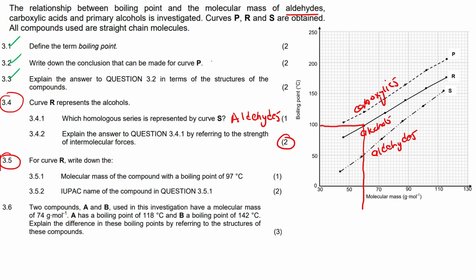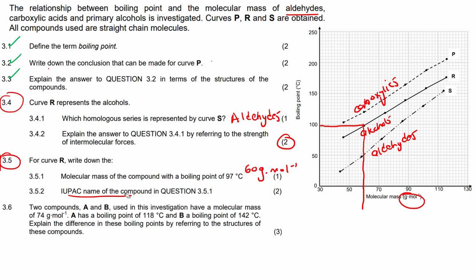Now we have to see what the molecular mass is. It's probably 60. It looks like it's directly in the middle: 52, 54, 56, 58, 60. Yeah, it's exactly 60. So you could just use these units over here and say 60 grams per mole.